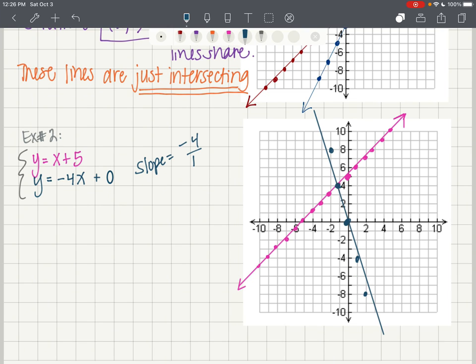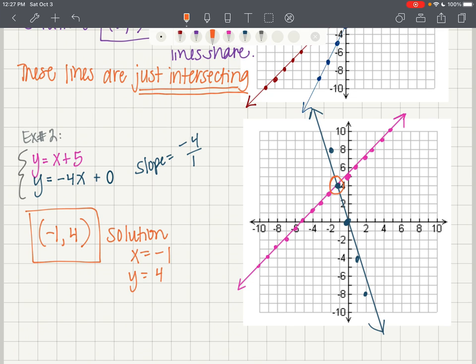And we were able to see where these lines share a point, and that happened to be right here at negative 1, 4. So that's our solution: x equals negative 1 and y equals 4. These lines are just intersecting. Nothing interesting about them other than the fact that they do give us a nice lattice point for an answer.